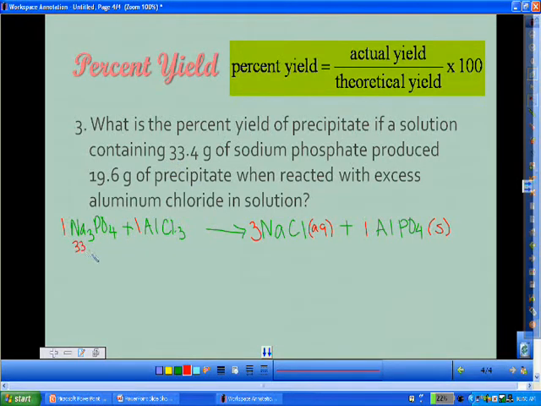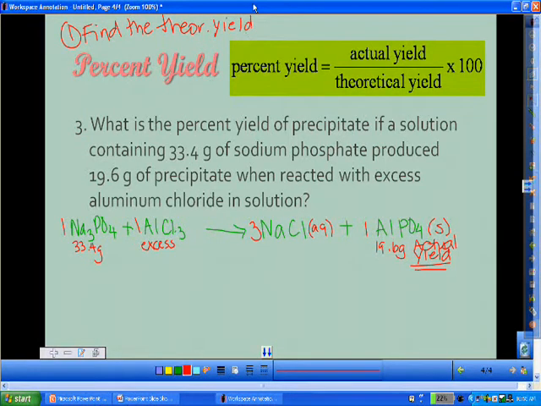We have 33.4 grams of sodium phosphate, and when it reacts with excess aluminum chloride, this problem tells us right here, this is excess, so sodium phosphate would be our limiting reactant. When it reacts with this excess, it's going to produce our precipitate to an actual yield, our lab value, of 19.6 grams. So this is our actual yield, what we would have calculated in lab. So we need to find the theoretical yield using stoichiometry.